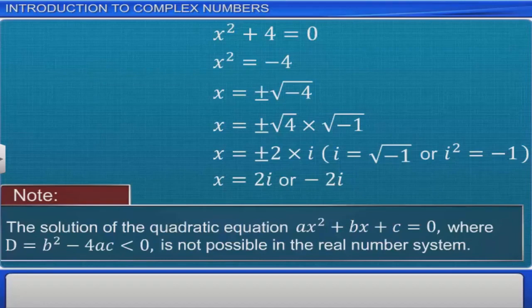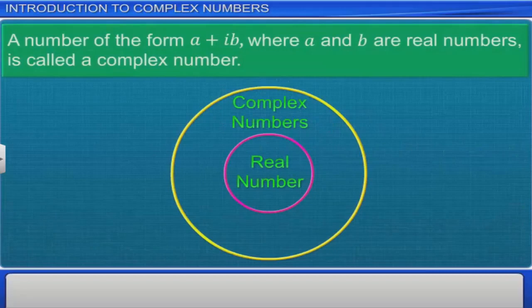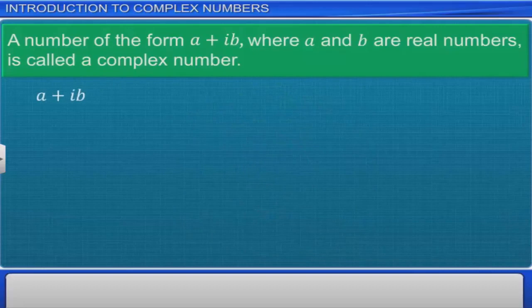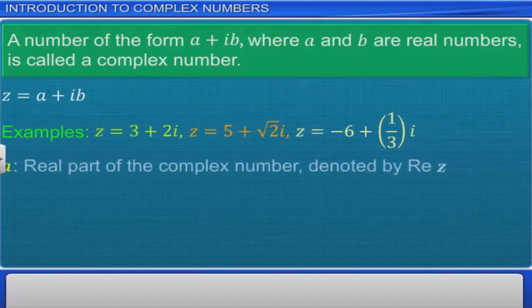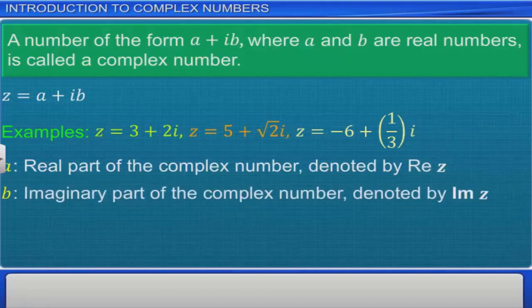A number of the form a plus ib, where a and b are real numbers, is called a complex number. Such numbers are denoted by the letter z. Here are some examples of complex numbers. Here a is called the real part, denoted as shown, and b is called the imaginary part, denoted as shown. In z equal to 3 plus 2i, 3 is the real part and 2 is the imaginary part.